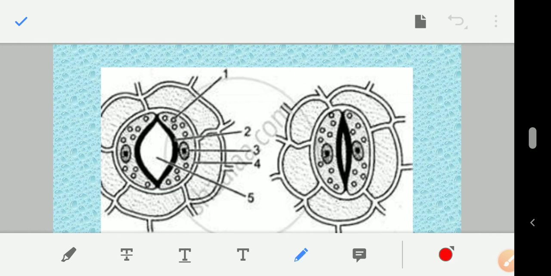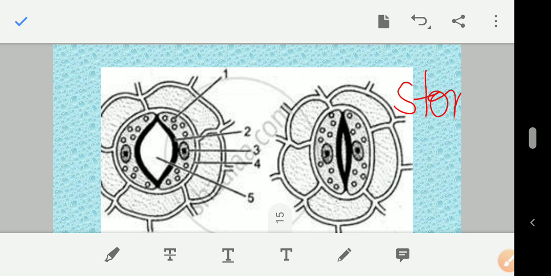This is another important diagram. The first question is to identify this diagram. It is a stomatal apparatus, not stomata. Label the different parts. Part 1 is chloroplast. Part 2 is the thick wall of the guard cell. Part 3 is the nucleus. Part 4 is the guard cell, and part 5 is the stoma. Be particular about the spelling of stoma, because sometimes you confuse it with stroma.